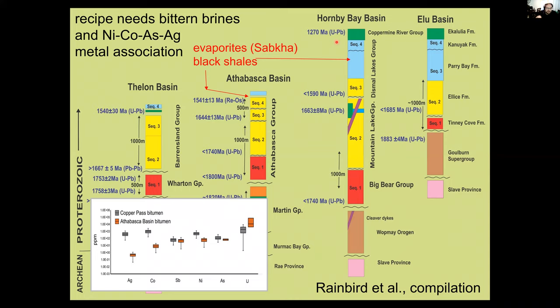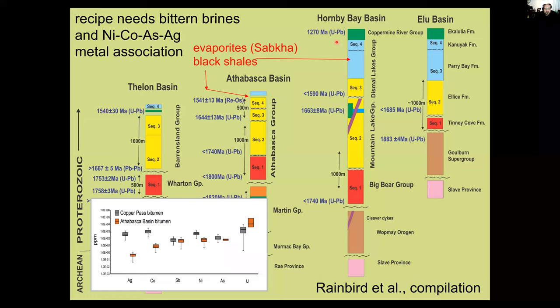And this comes now full circle, because the only sections of the stratigraphic sequence through these intracratonic basins that can be relevant to those metal, those hydrocarbon and fluid origins are the uppermost parts of the sequences. And I'll draw your attention to the Dismal Lakes group in the Hornby Bay Basin, where not only is there evidence of evaporites, but also black shales. We do not have any data for metals for those black shales, but we're going to be working on that.